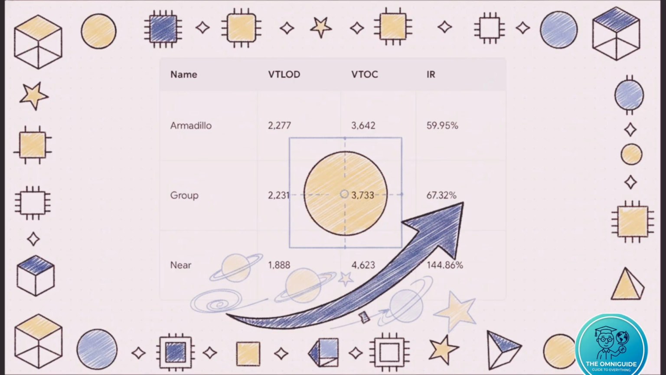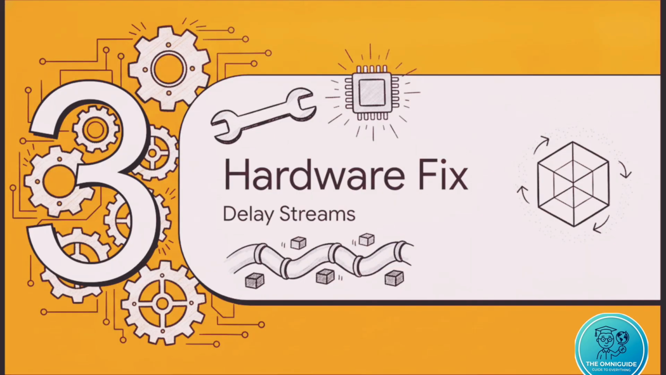This is objective proof that the software approach works absolute wonders for highly occluded scenes, concentrating the rendering budget exactly where the viewer's eyes actually are. So that's the software side. Let's move to part 3, our hardware fix via delay streams.